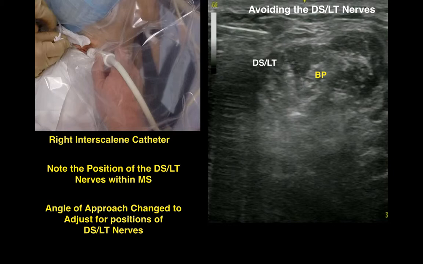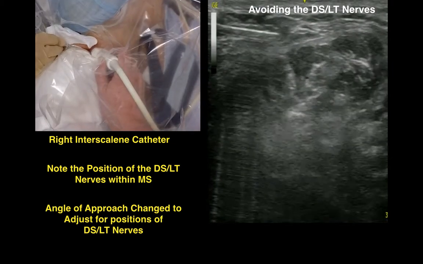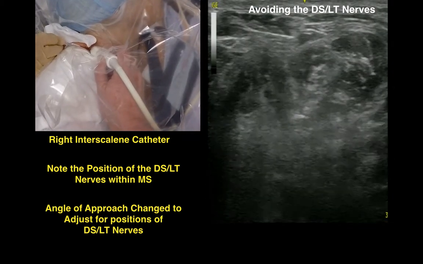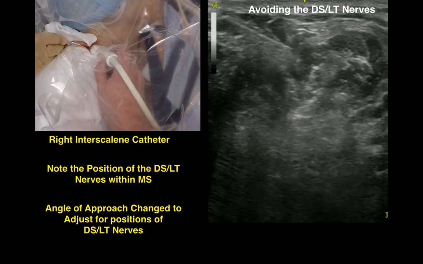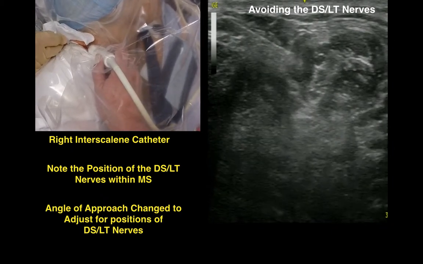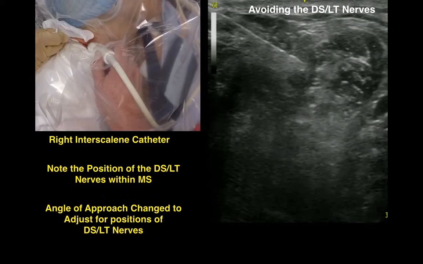The initial approach is horizontal, and then the approach is made superficial to the middle scalene, and the angle is dropped steeply in the space between the dorsal scapular nerve and the brachial plexus. After hydrodissection, as the catheter is advanced, note the positions of the brachial plexus, needle, and dorsal scapular and long thoracic nerves.